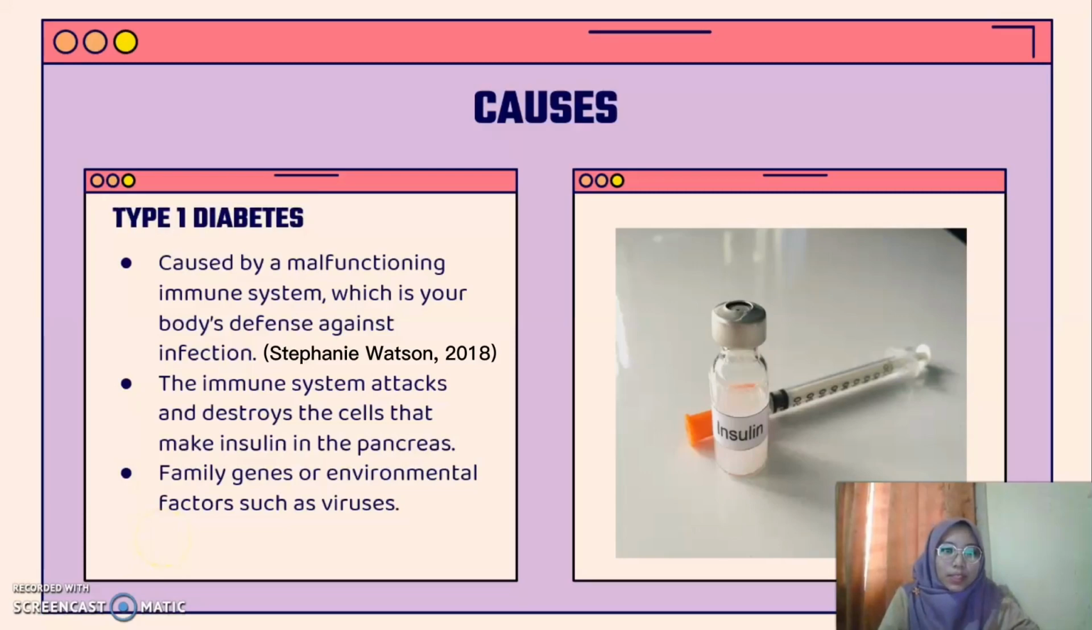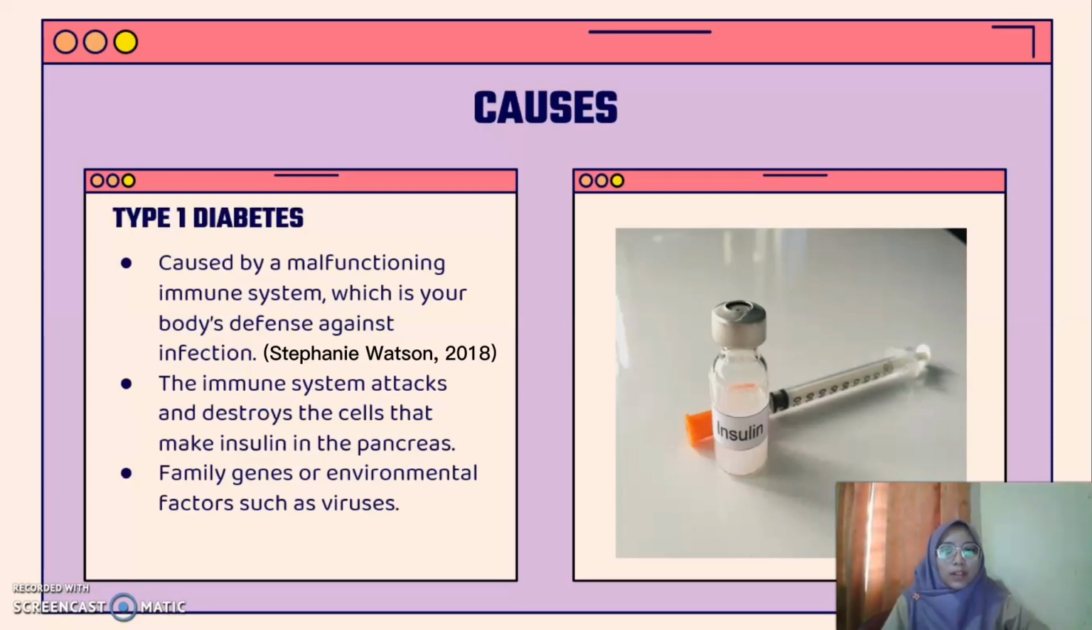Next, I will proceed to the causes of diabetes. For type 1 diabetes, your body does not produce insulin. And for type 2 diabetes, which is the common type, your body produces insulin but does not use it efficiently. Insulin is a hormone that helps glucose get into your cells to give them energy. Without enough insulin, the glucose stays in your blood.